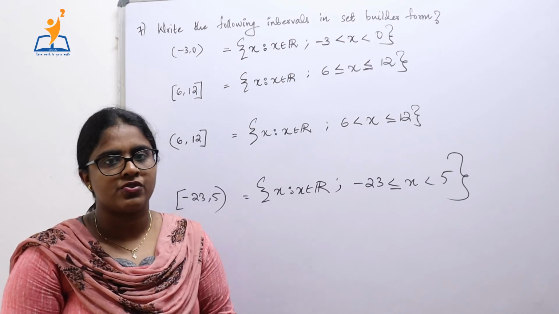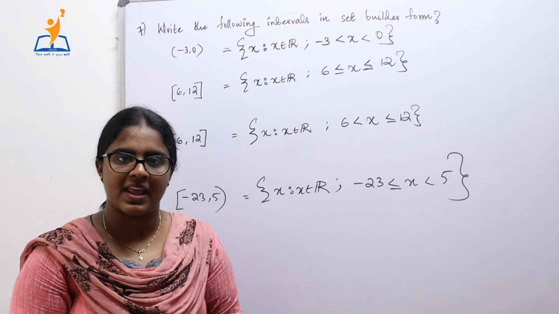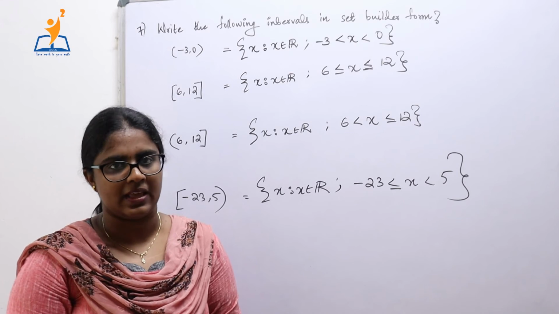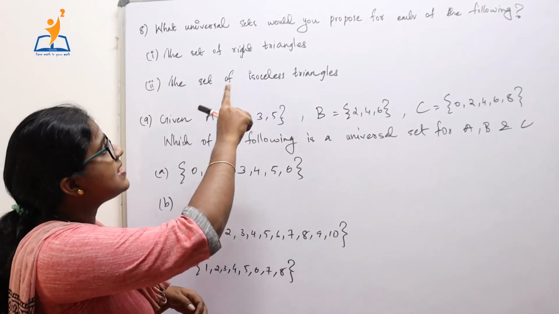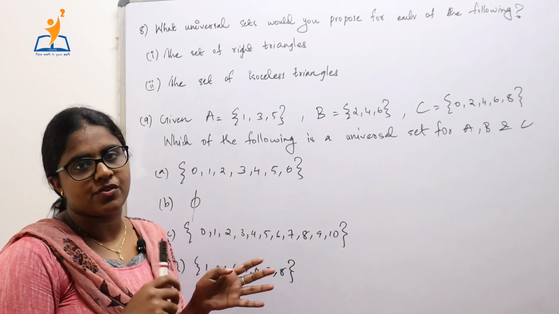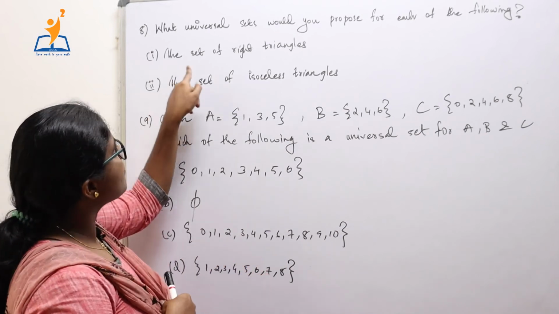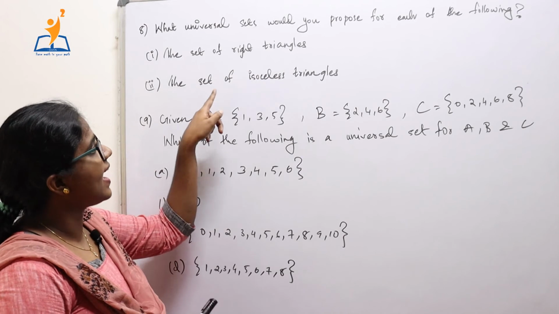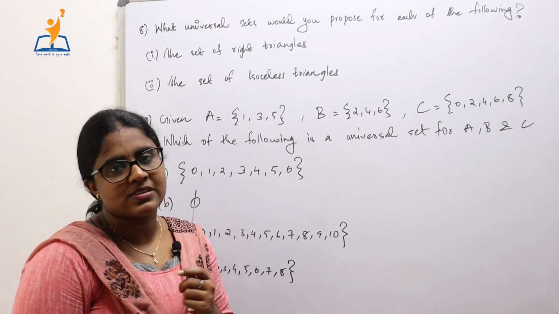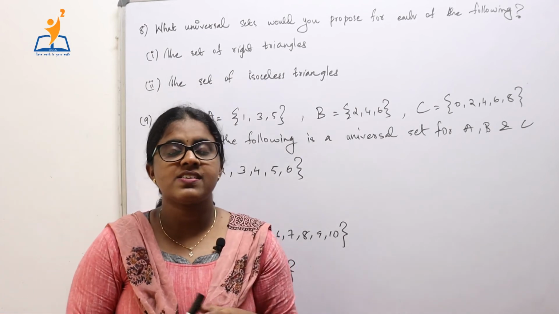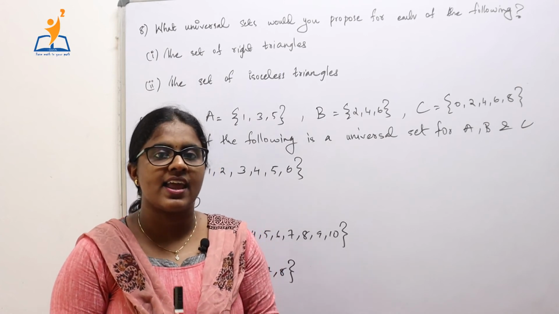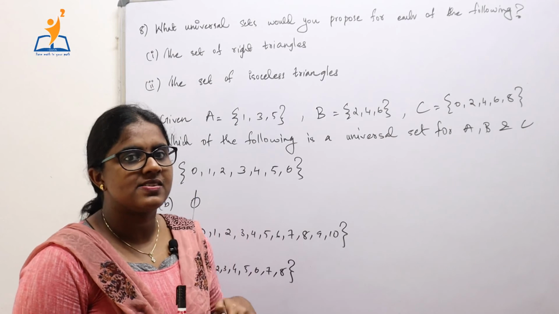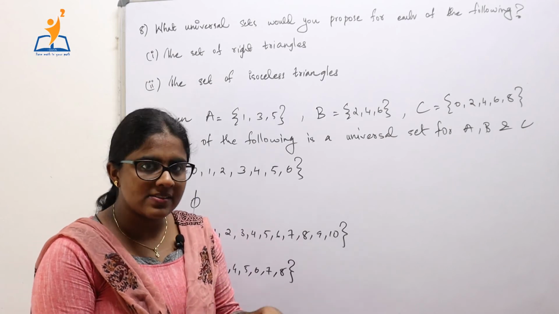Now we shall move to the next question, that is question number 8 of exercise 1.3. The 8th question is, what universal set would you propose for each of the following sets? Here we have the set of right triangles and the set of isosceles triangles, and in the previous class we have learned that a universal set is a set which contains all the sets which are in the particular scenario.